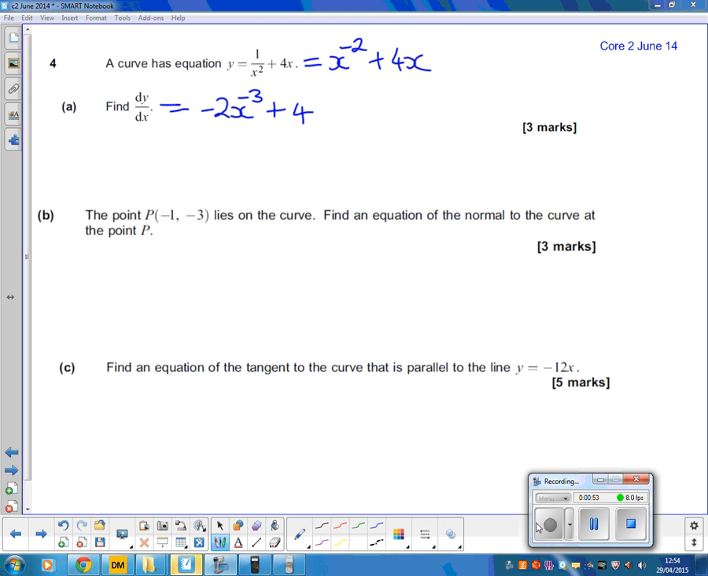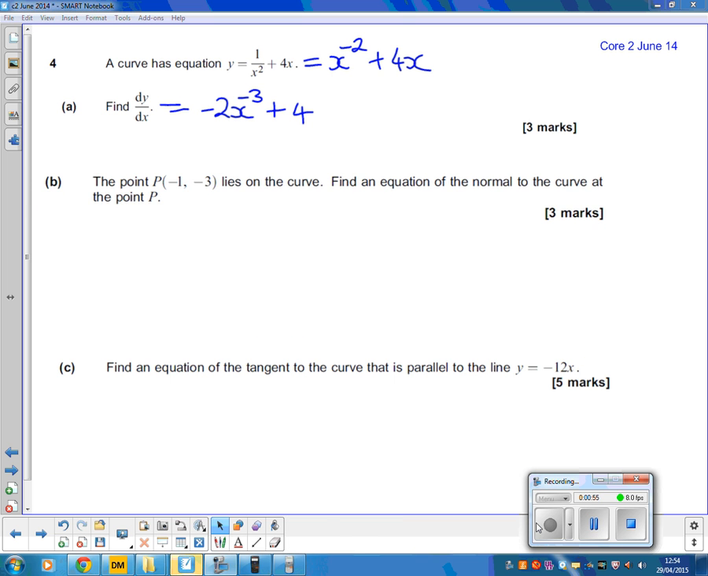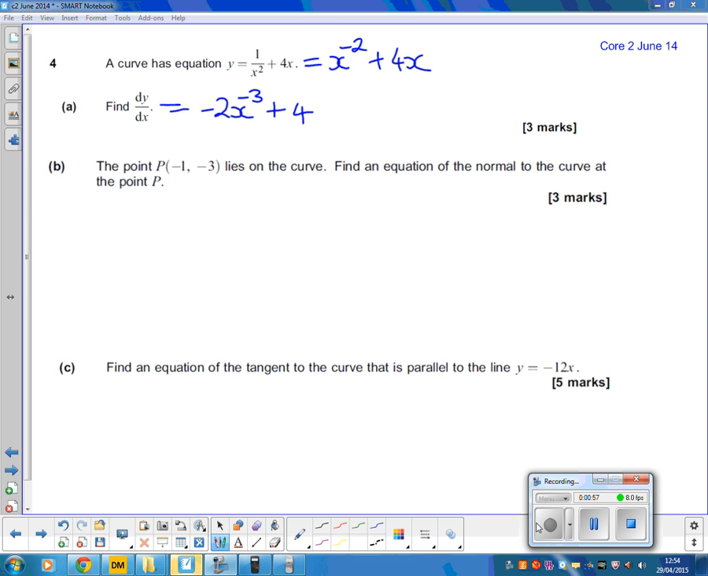Right, once we've done that, we've been given a point on the curve, and we want an equation of the normal to the curve. In order to find a normal, we need to know an x coordinate, a y coordinate, and the gradient. We've been given an x coordinate and a y coordinate, so we just need to find the gradient. So to do that, we're going to use dy/dx. So substitute our x value in, that's negative 2 times negative 1 to the negative 3, plus 4.